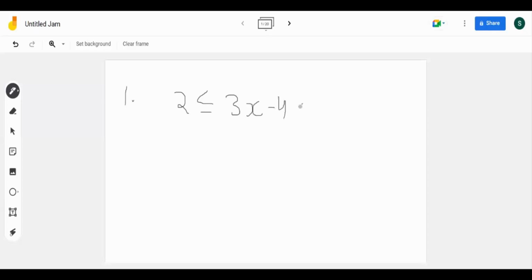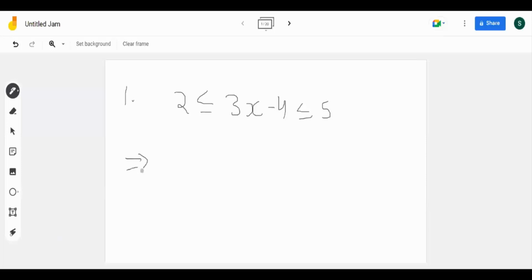So let me tell you the rules first. The first rule is we can add and subtract any quantity on both sides, and we can multiply and divide by any positive quantity on both sides. And if we multiply or divide by a negative quantity, the sign of the inequality changes. So there are only two rules. This chapter is very simple. We can easily solve this. So let us first add 4 on both sides.